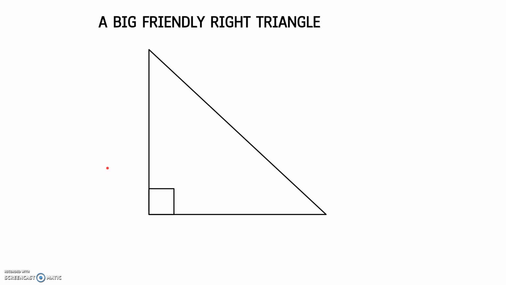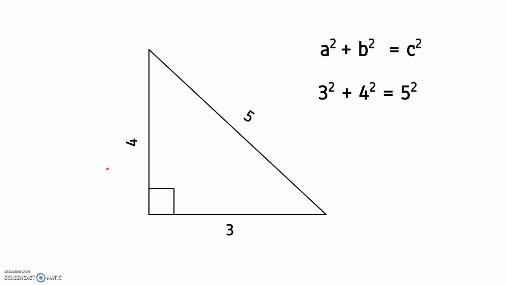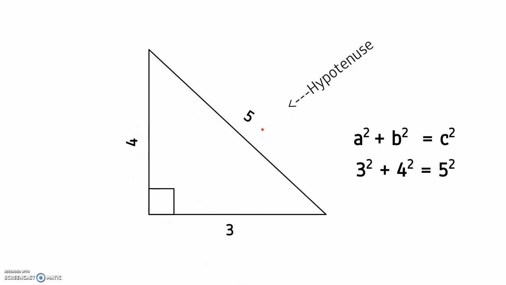Let's say you had yourselves a big friendly right triangle with the side lengths of 3, 4, and 5, like so. Now, if you've ever made it into an elementary school class past the 5th grade, you'll know the Pythagorean theorem, a squared plus b squared equals c squared, which basically means side squared plus side squared is going to be hypotenuse squared.